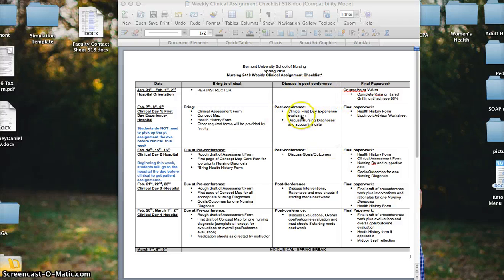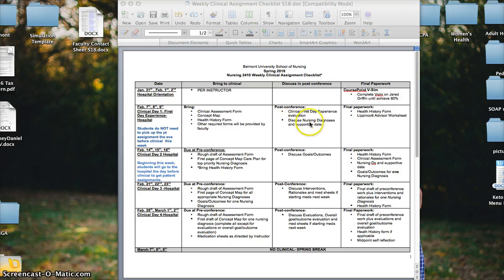So the clinical first day experience evaluation, that's the form that I printed off for you guys. That was for this specific day. And you are to give that to them. In post-conference, they can fill it out and give it to you at that time, or turn it in with their paperwork, whichever you prefer, they prefer.